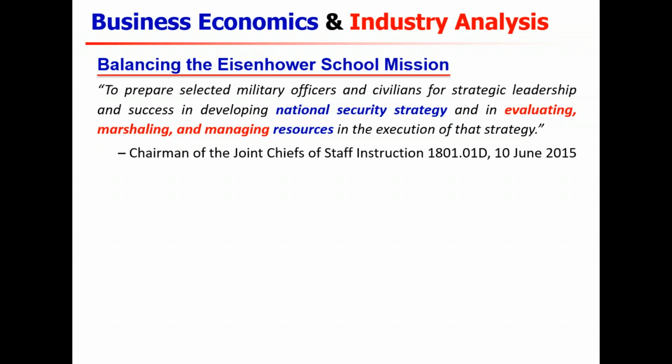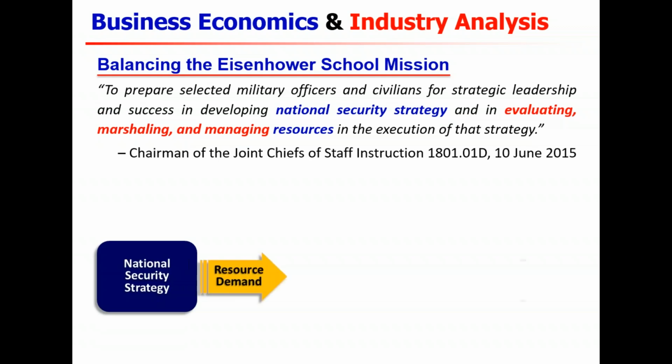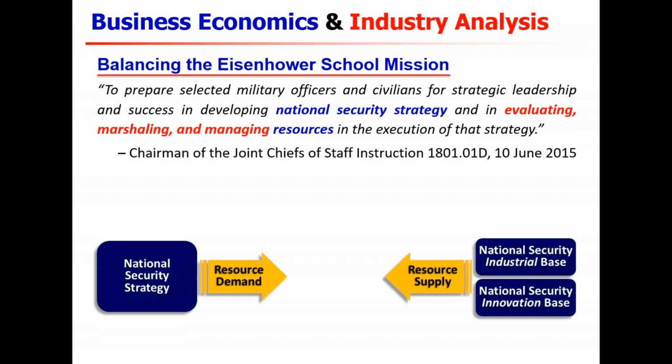Being a visual thinker and, of course, an economist, I thought about things from a supply and demand perspective. On one end, you have the national security strategy, which dictates your resource demand. What resources do you need to fulfill your national security strategy? And the supply of those resources is coming from the national security industrial base, or now we also talk about the national security innovation base, two distinct but interlinked elements of the resource supply.